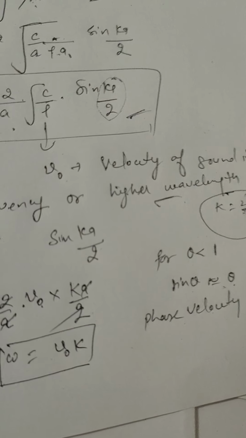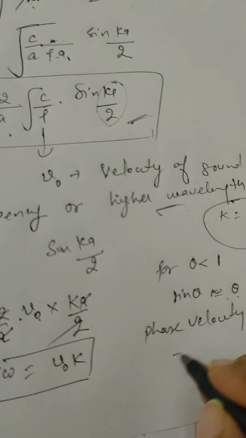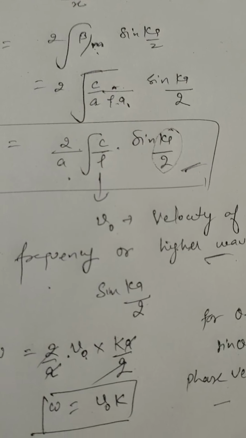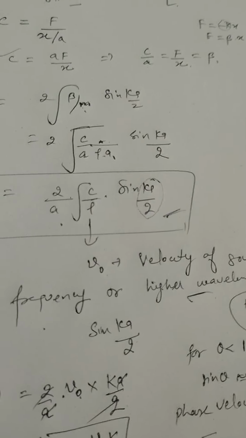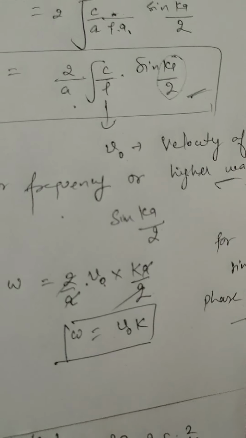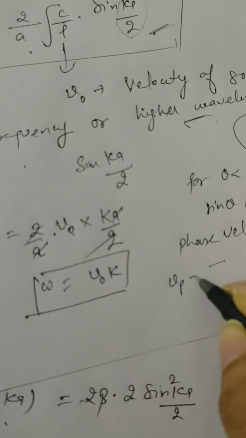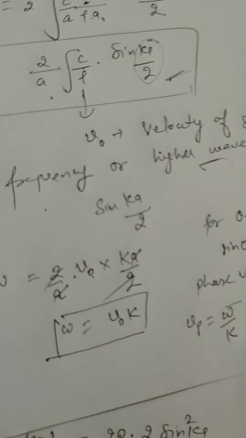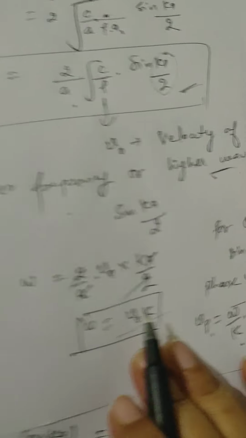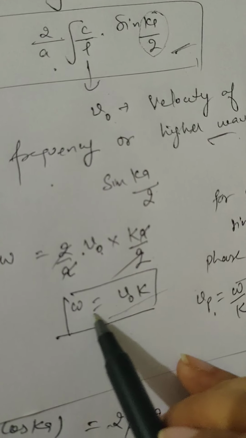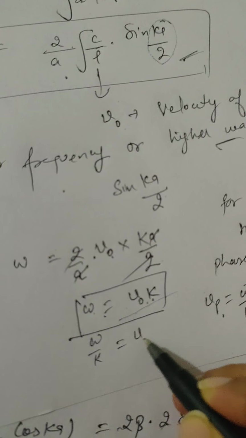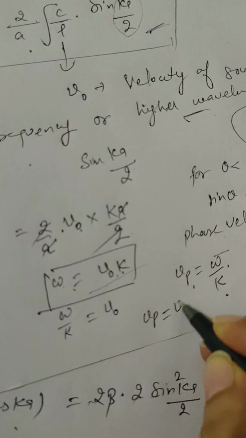Group velocity is the velocity with which the wave packet moves, and the phase velocity is the velocity of the point with which it advances in the forward direction, in the propagation direction. So phase velocity is equal to omega by k. Vp is equal to omega by k. If I divide omega by k here, it is equal to v naught. So phase velocity is equal to v naught.